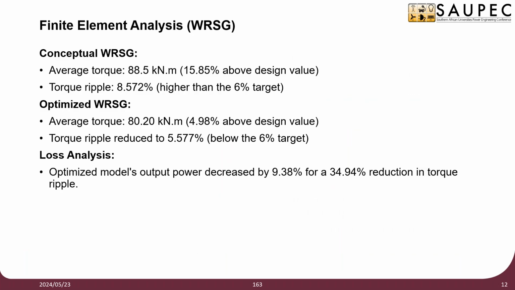The design torque ripple was higher than the targeted 6%. However, after optimizing the design, the torque ripple was reduced to 5.577%. But the output power of the design also decreased by 9.38%, as the average torque went from 88.5 kilonewton meters to 80.20 kilonewton meters.